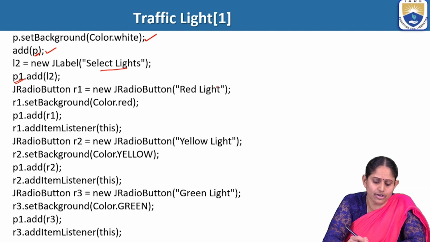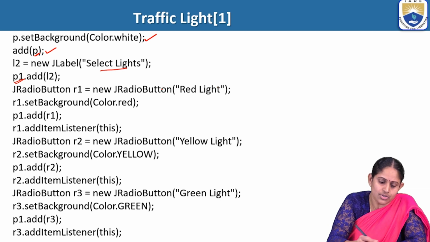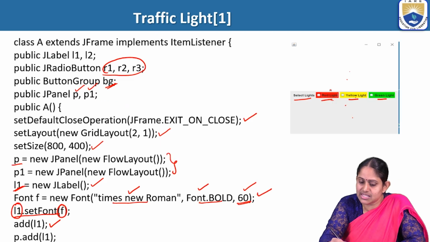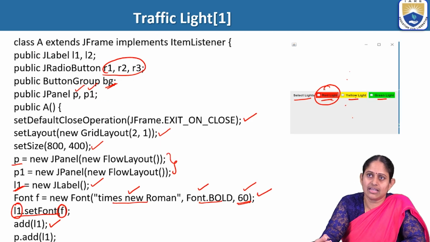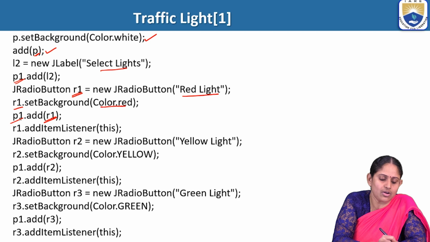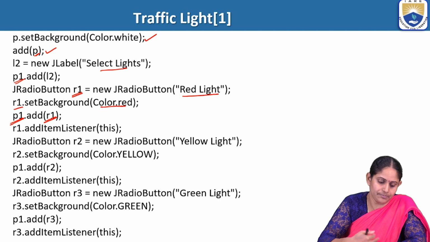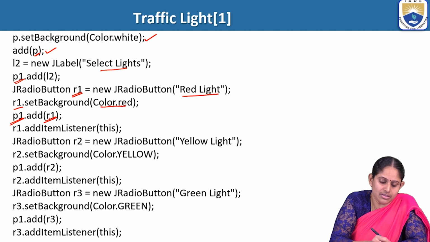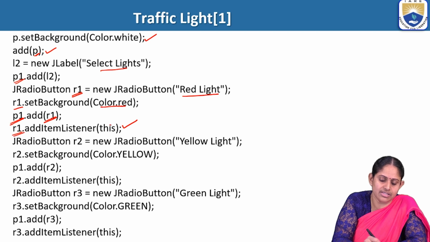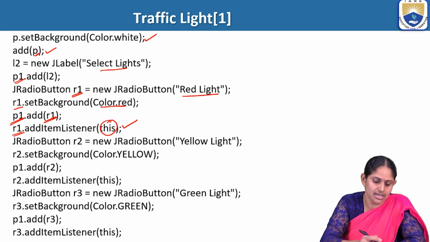Now we are creating three radio buttons, and we are assigning some color to them. We are creating the first radio button R1 with red light, and R1's background color is set to red. That is why we get this button red in color. That radio button is added onto the second panel, the panel P1, which lies on the bottom. Now to these radio buttons, we are adding an item listener, so this radio button is getting registered for this particular event.